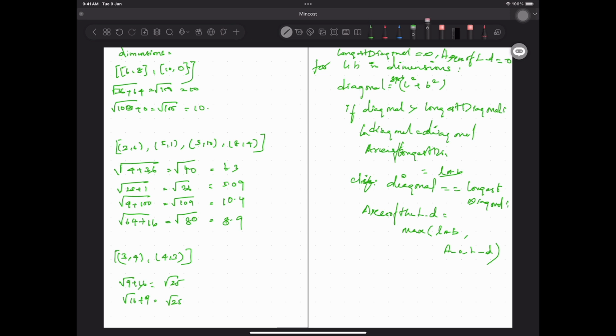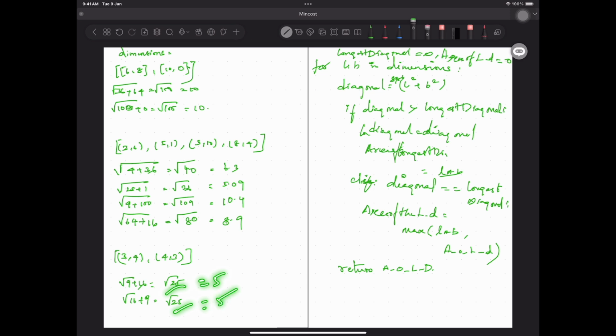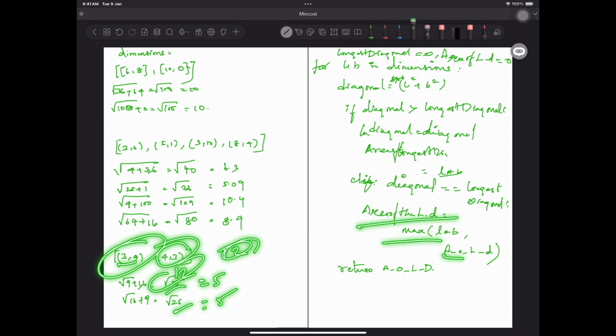By this we'll be getting the area of the longest diagonal. So only two things we have to consider. When the diagonal is the same, like this, we'll be getting 5 5, and the area 3 4s are 12, 12. So in that case the area of the longest diagonal will be the same.